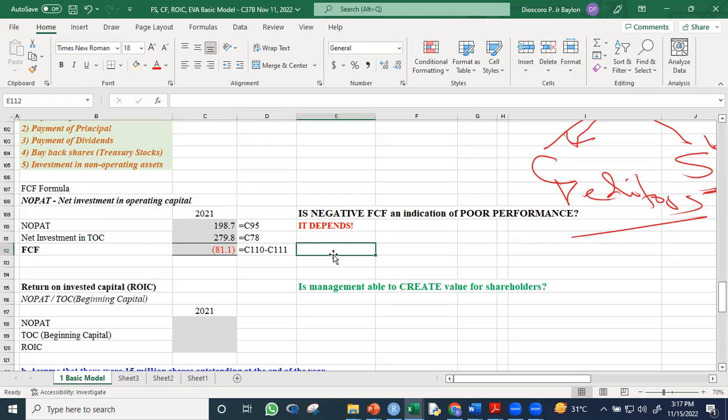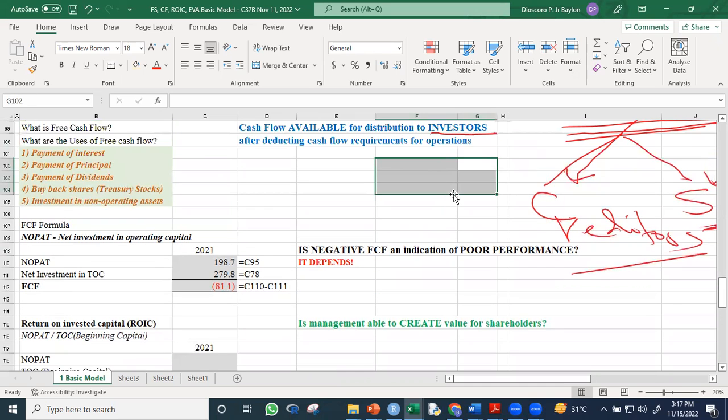Okay, if the cause of the negative free cash flow was a high investment in TOC, because the negative free cash flow can be attributable to this, there's also a sense where the negative free cash flow can be due to something else.